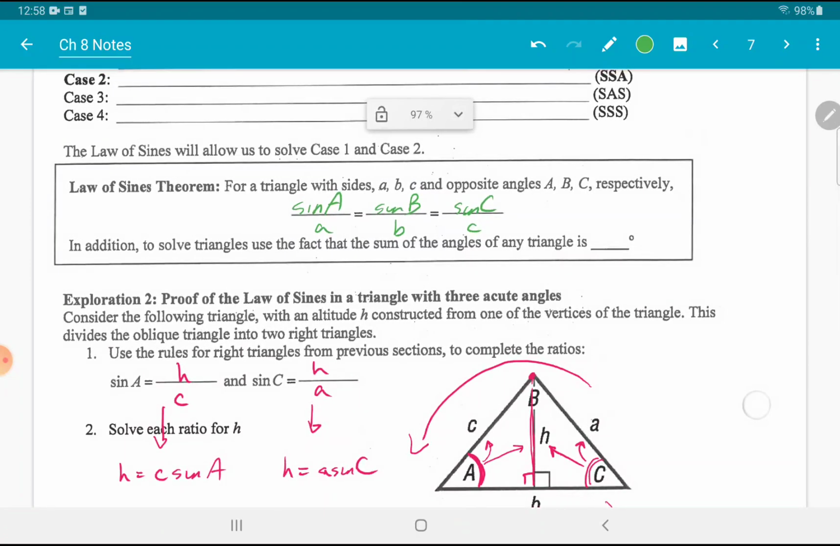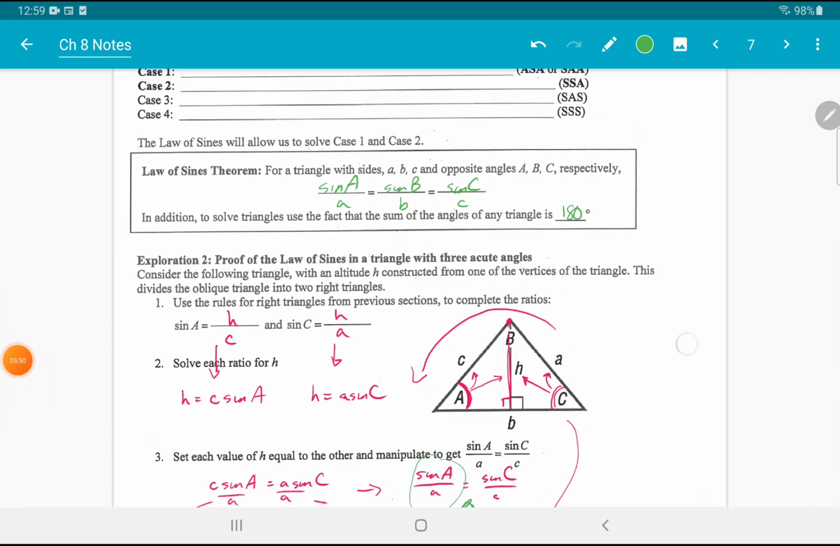And basically, these ratios or proportions allow you to find the missing parts of non-right triangles. Also keep in mind that the sum of all triangles, the sum of their angles, is always 180 degrees. Okay, so those two properties right there will allow you to find missing parts of triangles.